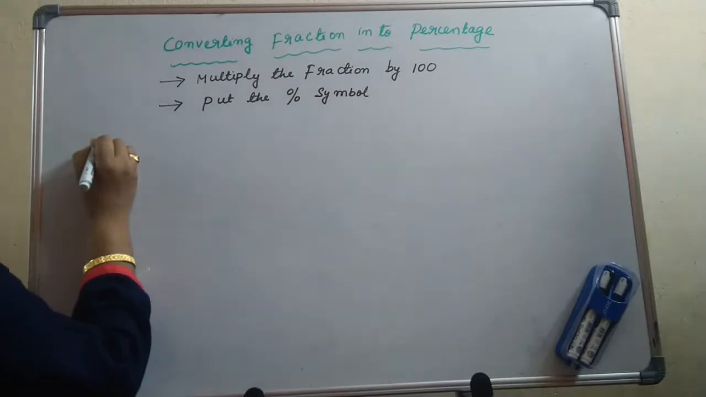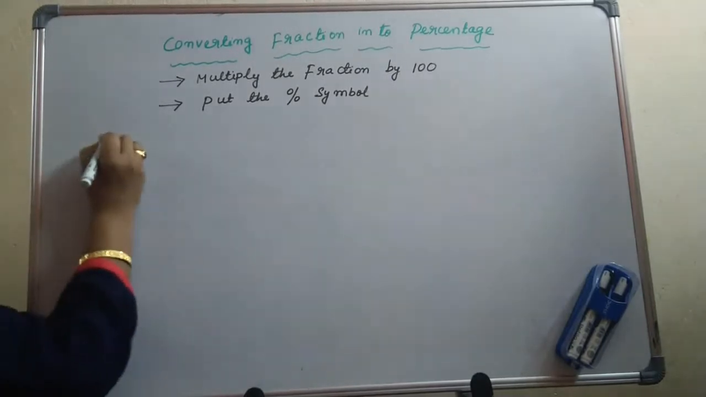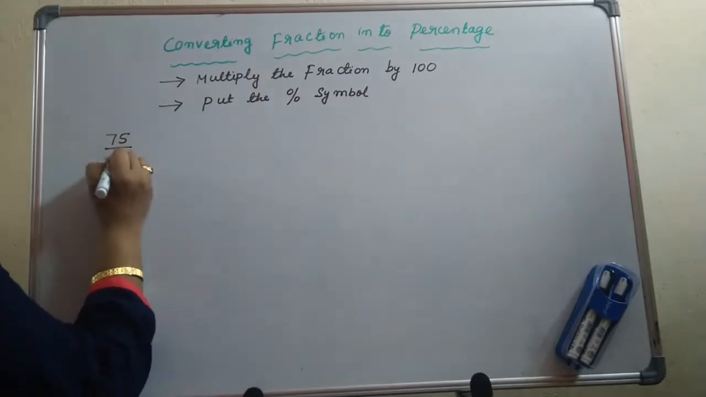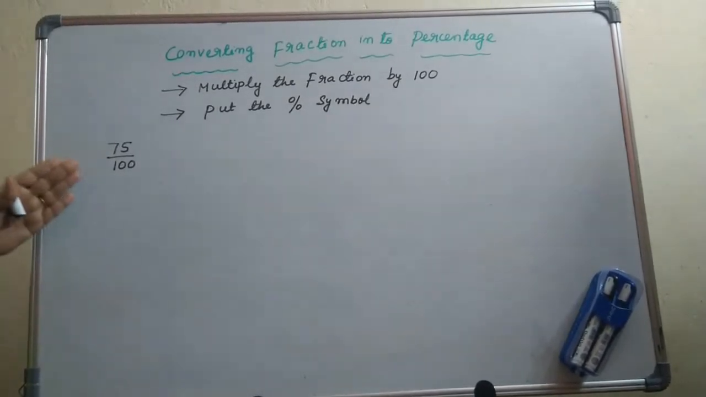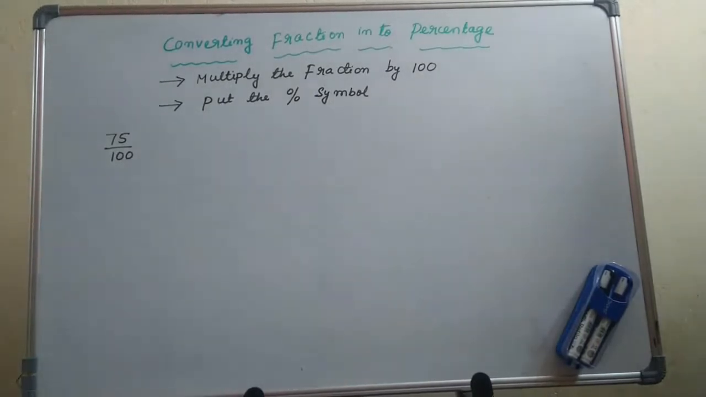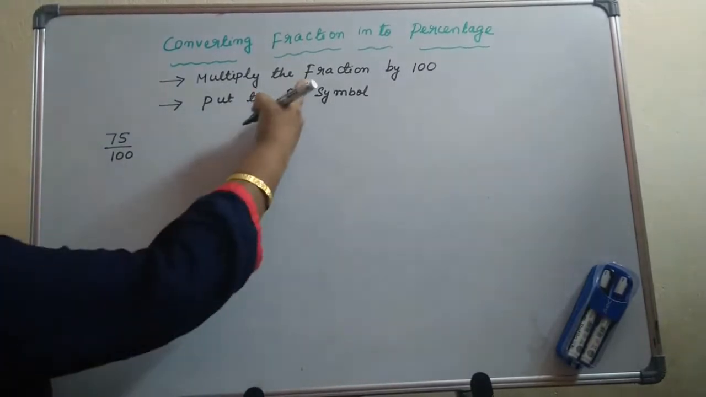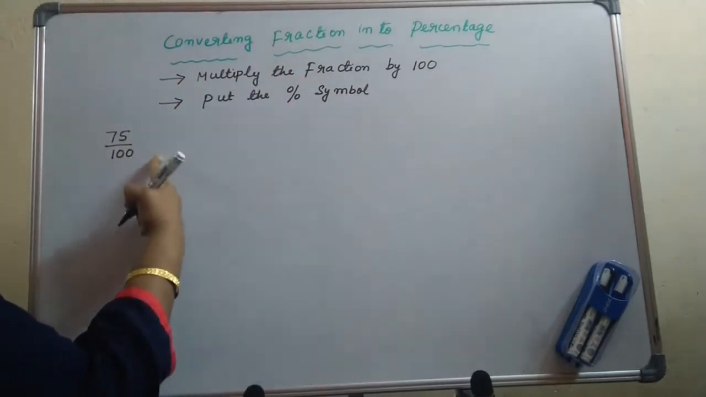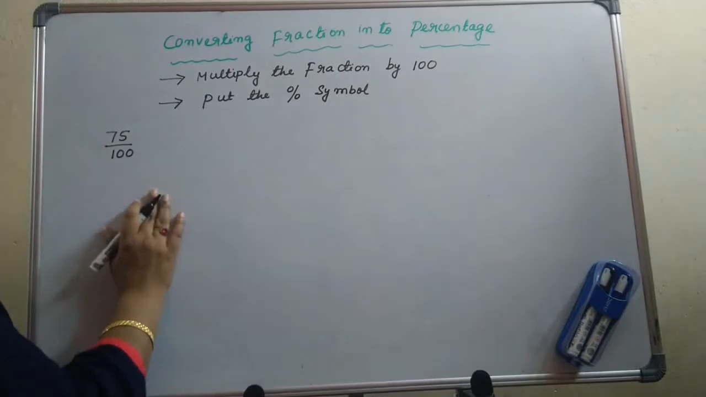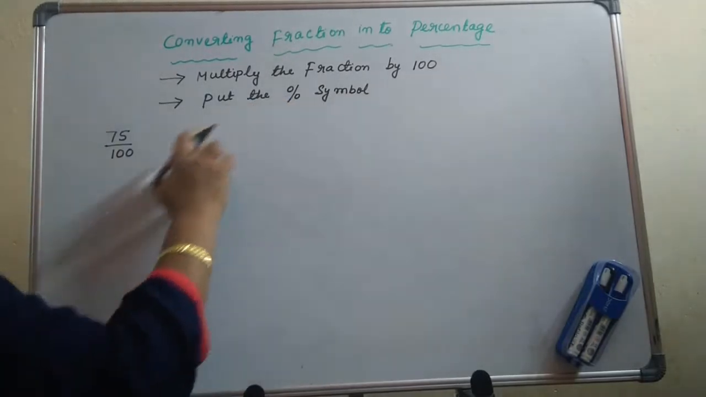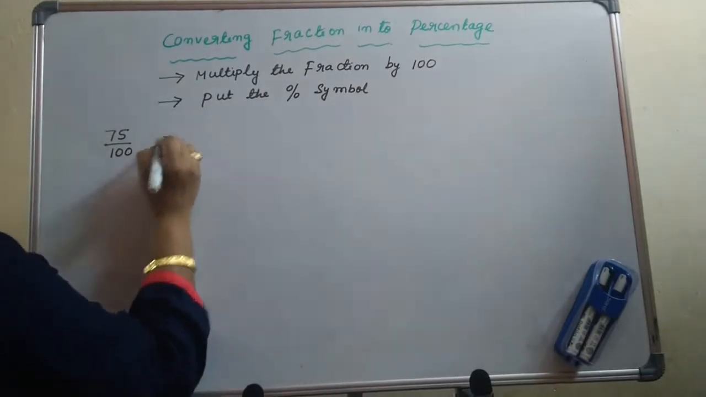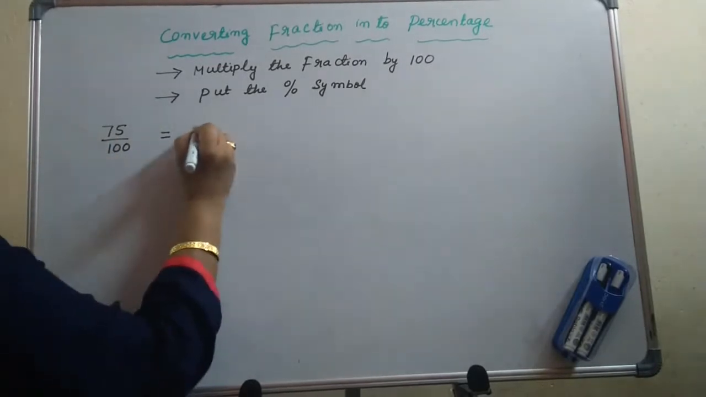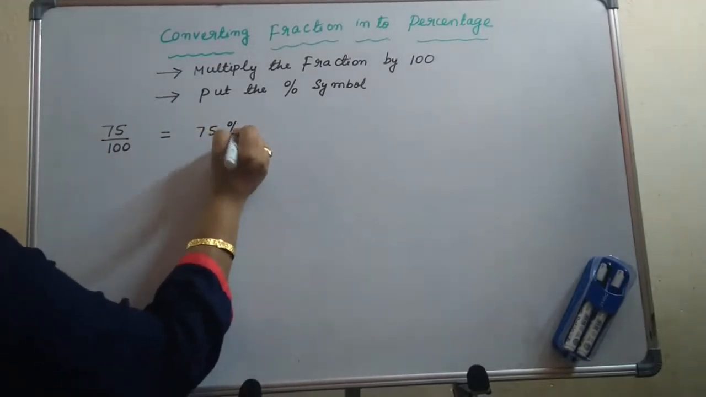Suppose, for example, it is 75 by 100. This is very simple because we know the denominator of the fraction is already 100. So what we will do, either you can apply this process: if you multiply it by 100, the 100 will cut. So you will get 75 and this percentage symbol you have to put. So the answer will be 75%. Or directly also you can write, because the denominator is 100, so we can directly write it as 75%.